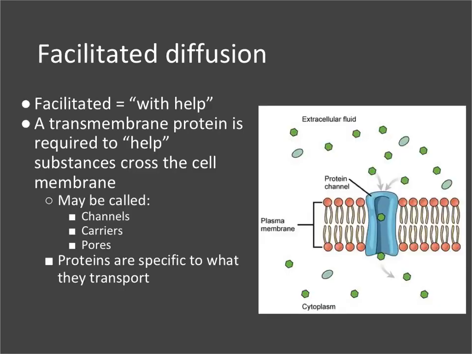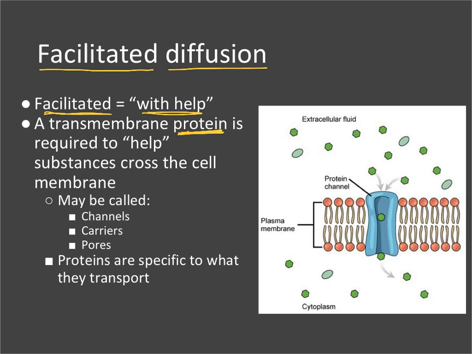The next type of membrane transport we're going to talk about is facilitated diffusion. First of all, facilitated means with help. So if you're facilitating something, you're helping to make it happen. So in the case of facilitated diffusion, the helper is going to be one of our transport proteins, one of these transmembrane integral proteins that is crossing the cell membrane.